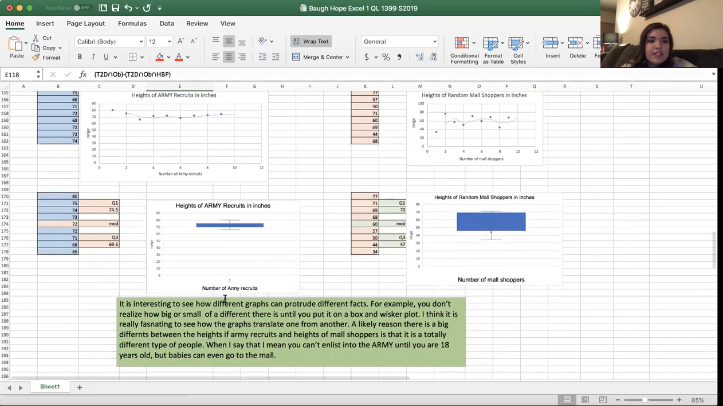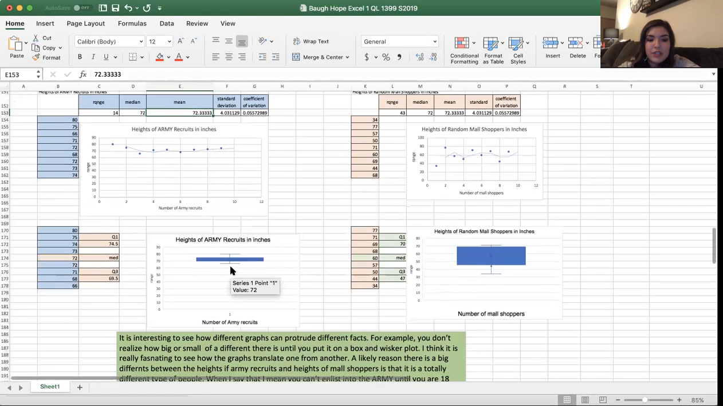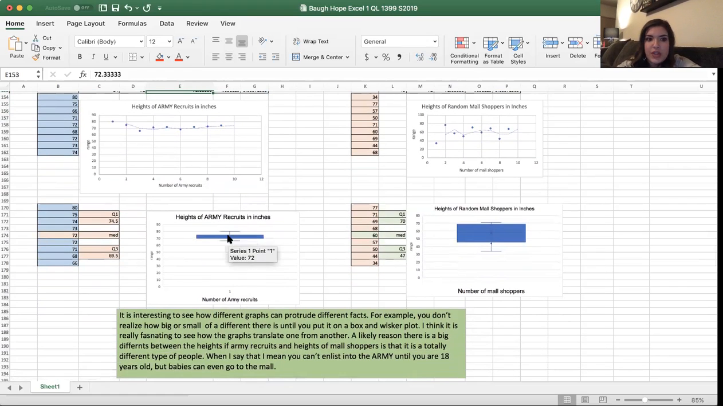So obviously the Army one was because you can't get into the Army until you're 18. So that obviously affects how that is. But in the mall shoppers, babies can even come, and then up to however old you live can come. And so a lot more people go to the mall at different ages than are in the Army. And so it was really neat to see how the box and whisker plot showed that more efficiently than the other plot did. And so that was really neat to see how the different graphs portray different things again.